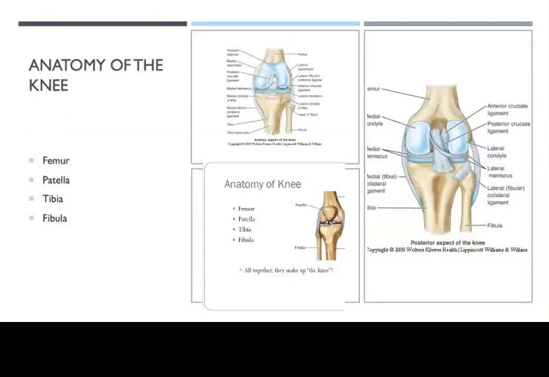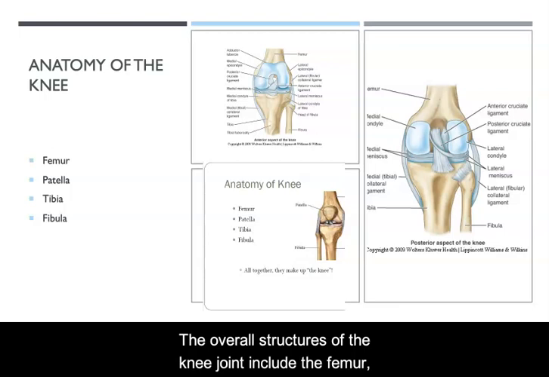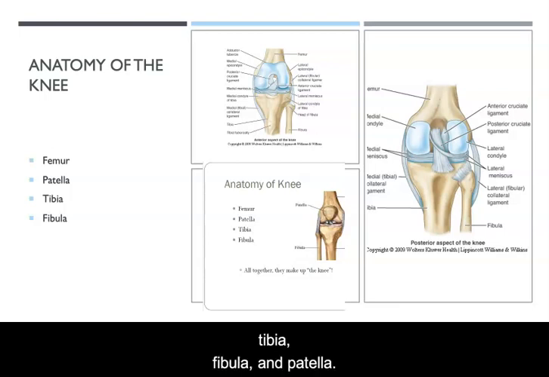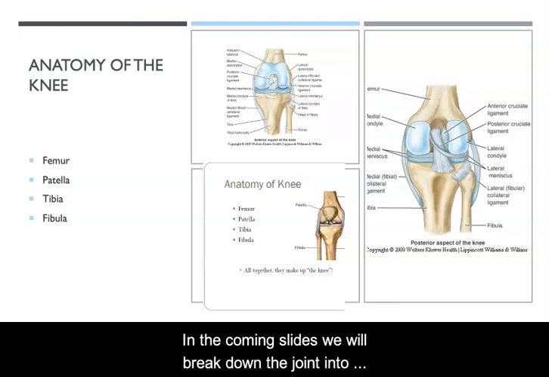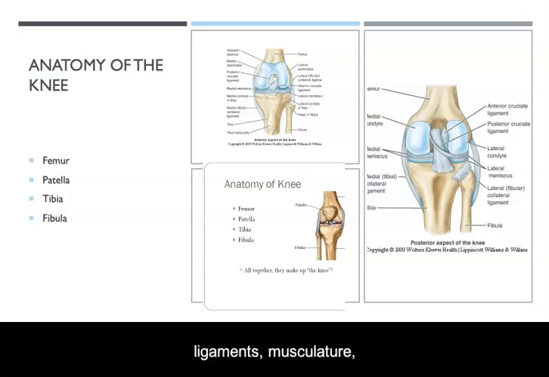Anatomy of the knee. The overall structures of the knee joint include the femur, tibia, fibula, and patella. In the coming slides, we will break down the joint into specific bones, tendons, ligaments, musculature, and other various structures.